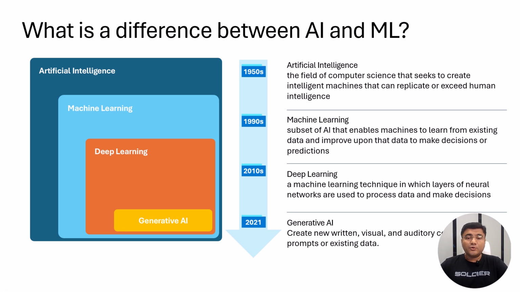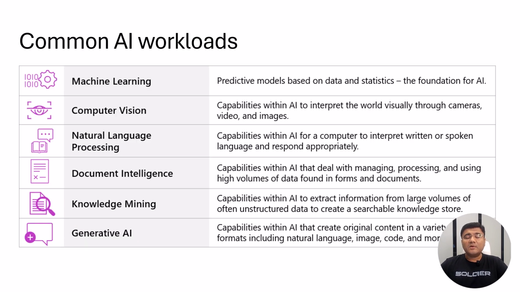Now, once you understand these four things, generative AI, deep learning, machine learning, and artificial intelligence, it's time to understand what kind of common AI workloads are available as of this year, 2025. The first thing we have here is again machine learning. If you ask me what kind of AI workloads we have today, the first one is still machine learning. Machine learning helps you create predictive models, and that's why I say this is a foundation for AI. This is the one running in the background for every modern AI software.